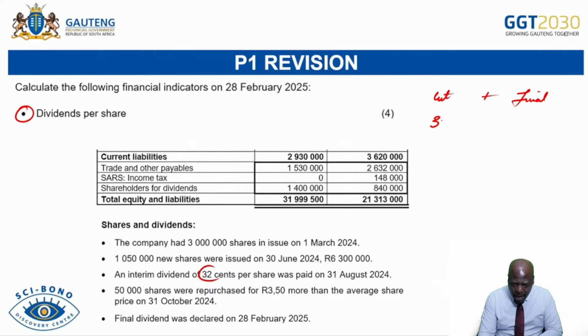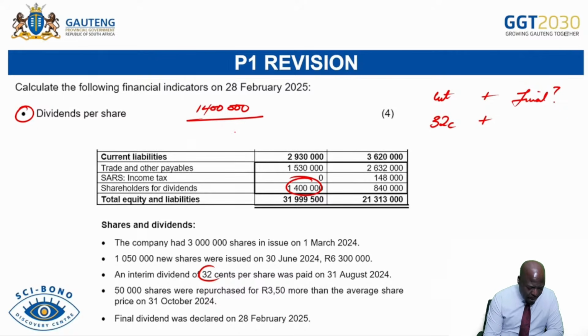So I'm going to come here and say 32 cents, there it is. But then we need our final dividends. And for our final dividends, how much were they? We have shareholders for dividends here, which is 1.4 million. And we divide this by the number of shares. How many shares do we have? We have 3 million plus 1 million and 50, 4 million and 50.